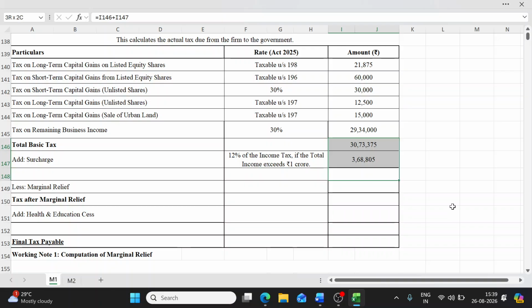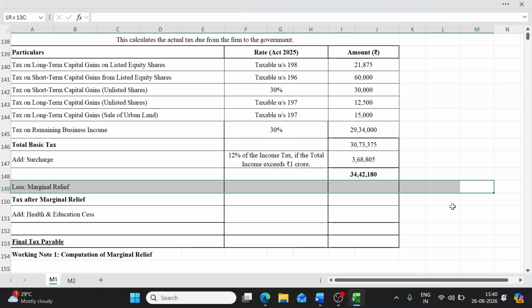So make an addition of these two figures, 30,73,375 plus 3,68,805. Therefore the total is now 34 lakhs 42,180. Therefore, tax after surcharge is 34 lakhs 42,180. Now, whenever there is a surcharge because of threshold, the threshold word is important. So, whenever there is a surcharge because of threshold, we should make calculations for marginal relief.